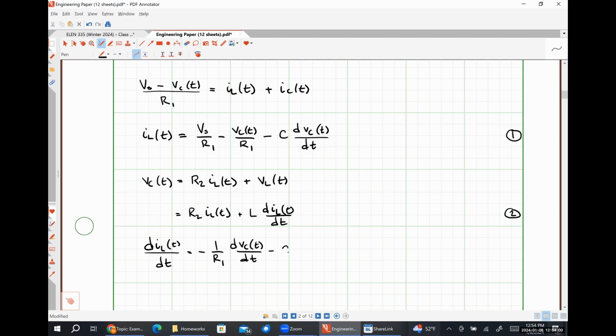And then I'm going to have negative C times the second derivative of my capacitor voltage with respect to time. Let's call this equation 3. So what I can do now is substitute equations 1 and 3 into equation 2. And I'll wind up, after a few algebra steps in between, with a second order differential equation.